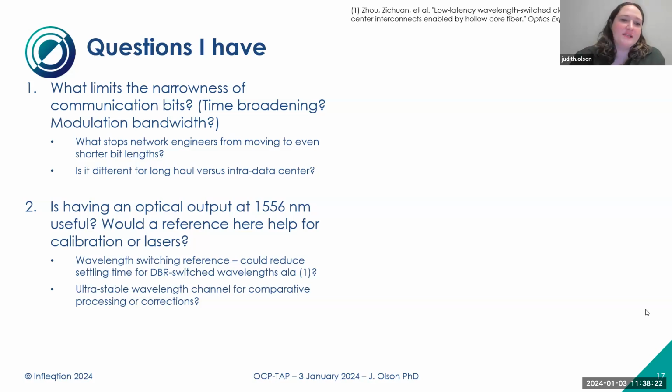Another question we have is these clocks have options to have optical outputs in telecom C bands. Some of the other optical clocks out there can address some other bands. Generally, when talking to people doing optical networks, though, they don't seem very interested in having a very stable output frequency there. I wasn't sure if this would be a useful reference for, for instance, some of the wavelength switching that's going on. I see them jumping between two different wavelengths. In theory, you could use this to reduce the time it takes to settle between, for instance, a DBR switching between two different wavelengths. Is that something people care about? Is that useful?